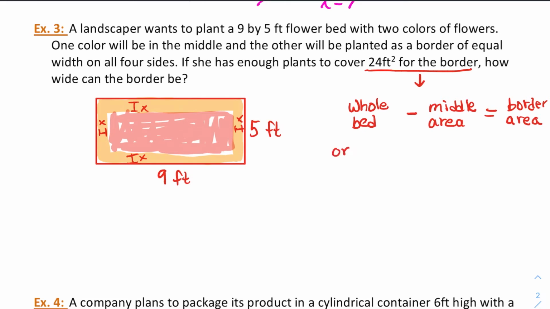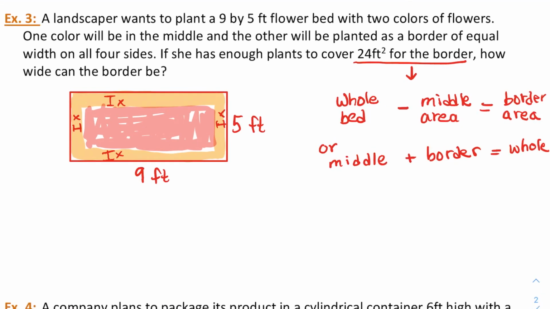Or you could think about the middle colored flowers plus the border flowers on the outside would get me my total area of the whole flower bed. I think I'm going to use that equation because it involves addition instead of subtraction, so maybe less opportunity for mistakes. So my border area is 24 square feet.